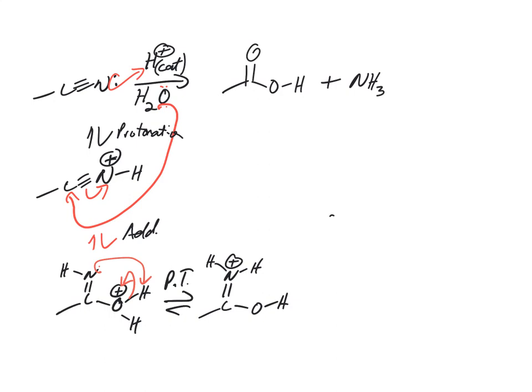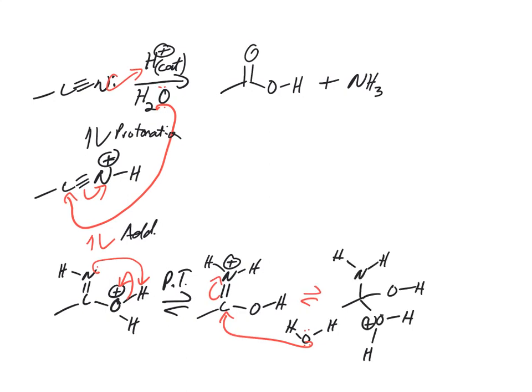Now we can consider another water coming and reacting, because, again, having protonated makes this carbon that much more electrophilic. So another water can come in. Following that second addition of water, we get to this wicked looking tetrahedral intermediate. We know we're trying to get rid of the NH3, so we need to do another proton transfer.